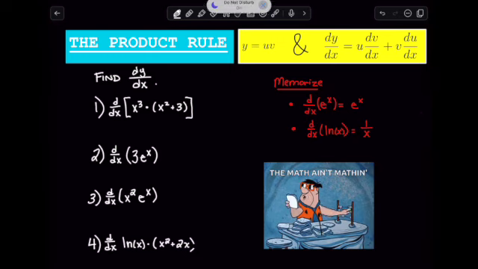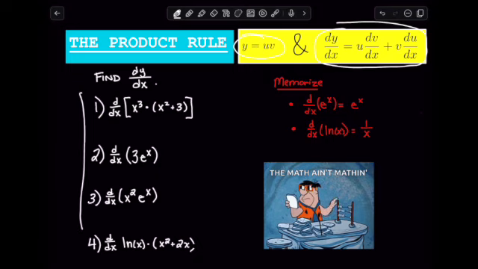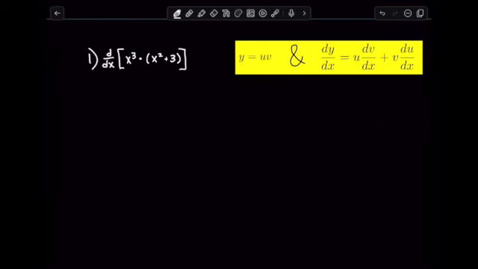Hey guys, in this lesson we're going to go over the product rule for derivatives. We're going to use this formula that I find easier to understand, and it goes as follows. We need to know that y equals uv and dy/dx equals u times dv/dx plus v du/dx. These are the problems we're going to go through today, and let's jump right in.